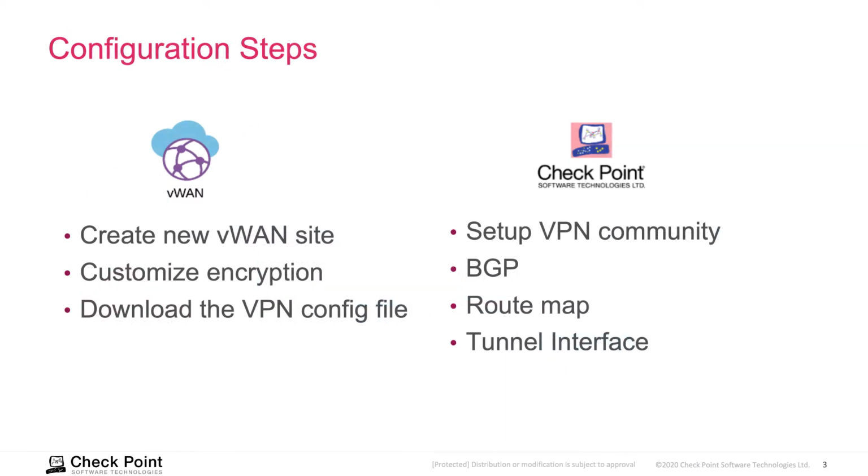So what are our configuration steps? Starting from the Azure side, first we'll create a new VPN site for New York. To enhance security, we'll also customize the VPN encryption settings. Then we will download and go through the VPN configuration file to extract the VPN gateway IP address and our pre-shared keys. Now, on the Check Point side, we will configure a new VPN community, configure BGP because vWAN uses BGP to manage routes, and lastly, configure the route map for BGP and create our tunnel interfaces.